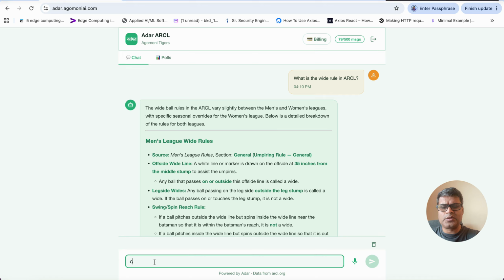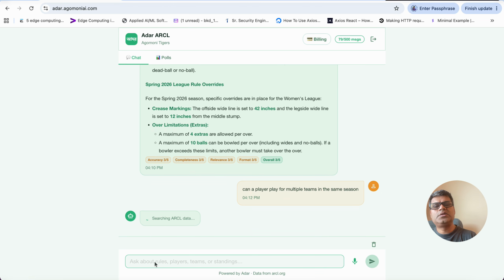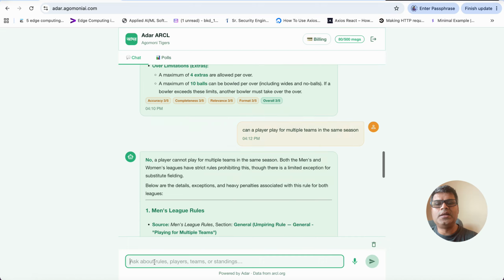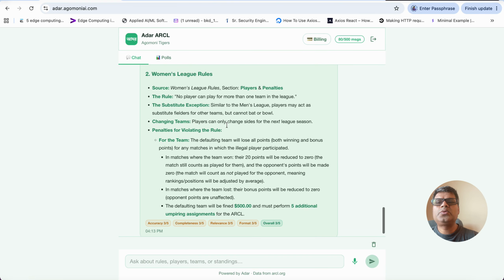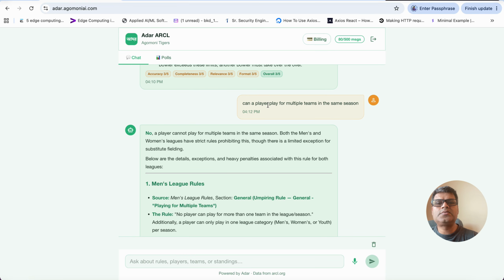Now I want to ask a second question: can a player play for multiple teams in the same season? I'm asking these questions to the AI. Let's see what it answers. We know that we had a recent incident. We saw a few teams get penalized because a player did not inform the team members and decided to violate the rules, right? So the answer is no. A player cannot play for multiple teams in the same season.